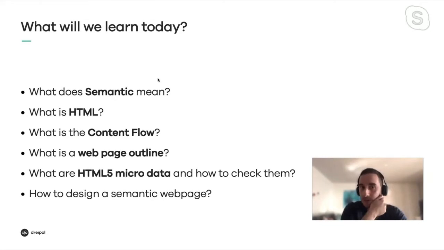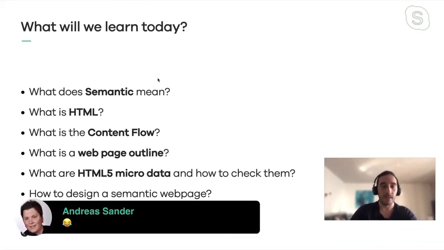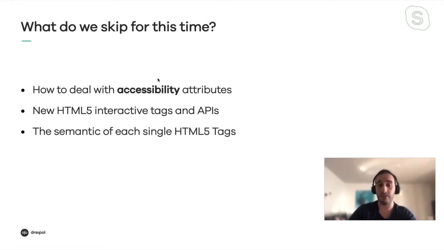So what we are going to learn today: what semantic means, what HTML is, what the content flow is, what a page outline is, and how we can use HTML5 microdata to enhance the semantics of our applications. What we're going to skip today is accessibility, even if it is really important. It is out of topic for today. We'll also skip the new HTML5 tags and the semantics of each single HTML5 tag, because we don't have enough time for it.